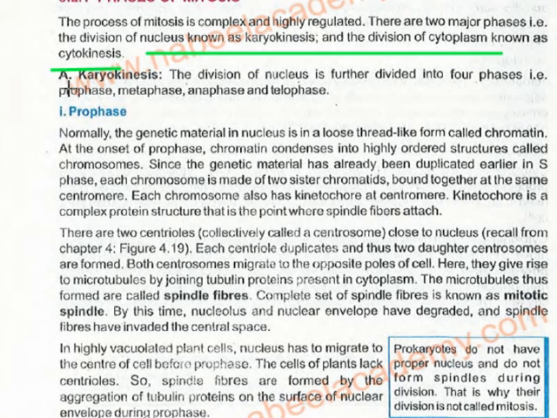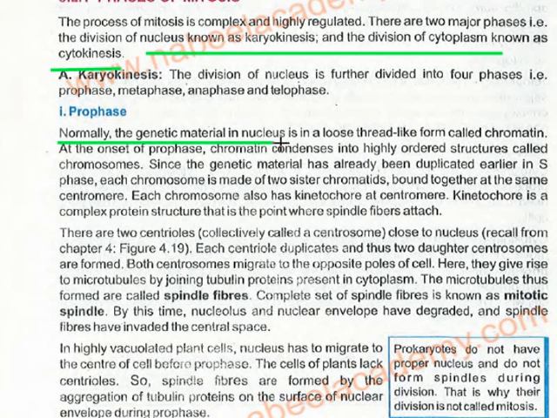Now we are discussing the karyokinesis, not the cytokinesis. Cytokinesis is a process which happens after the karyokinesis, and it is an easy process. The main is the karyokinesis. Cytokinesis is very easy to understand, and it's a simple process.